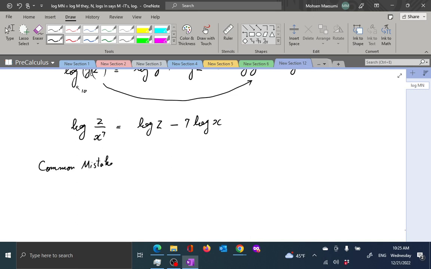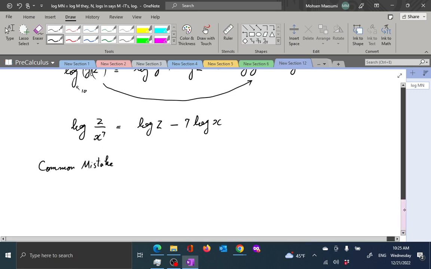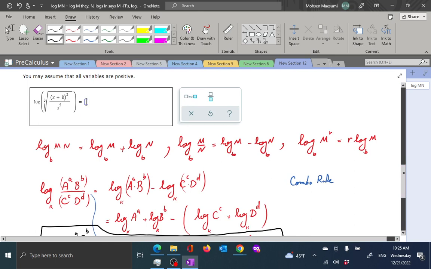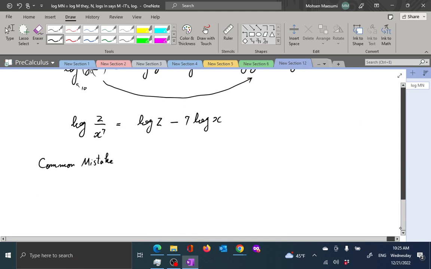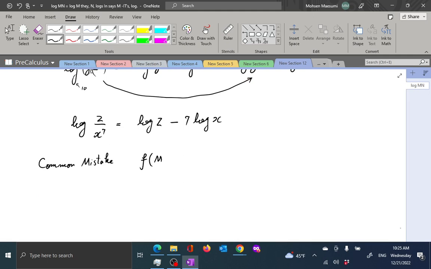I even hesitate to write this because it's as if I'm encouraging that mistake. The student sometimes thinks this minus is this plus on this side. That's a very common mistake in college algebra. The student thinks that if you apply a function to a sum of two numbers, that is the same as that function applied to the first plus that function applied to the second.